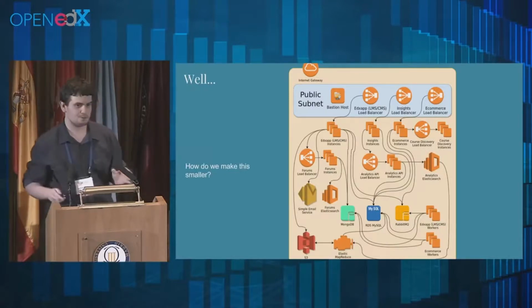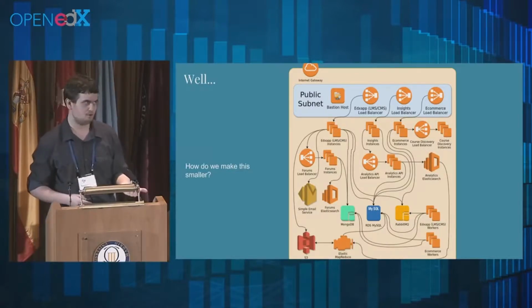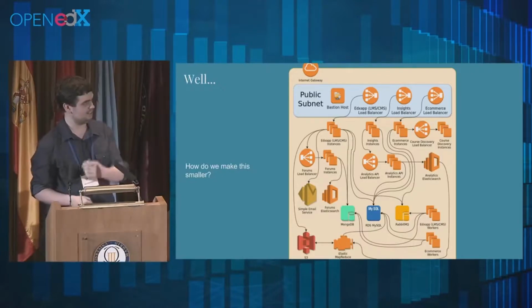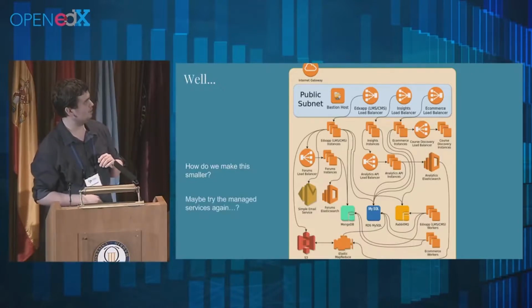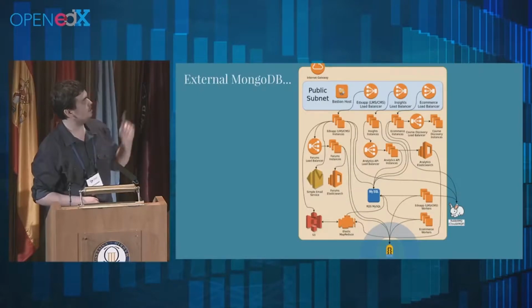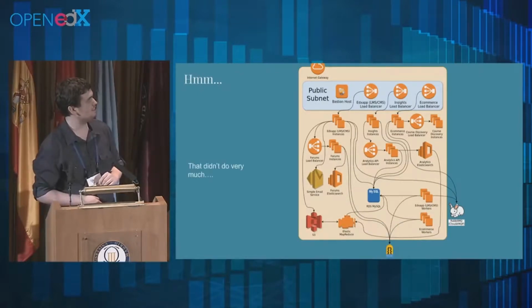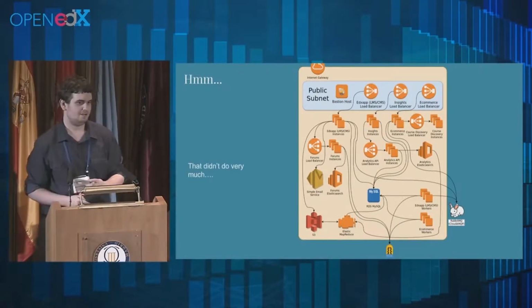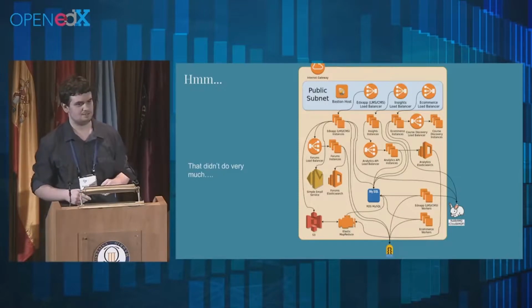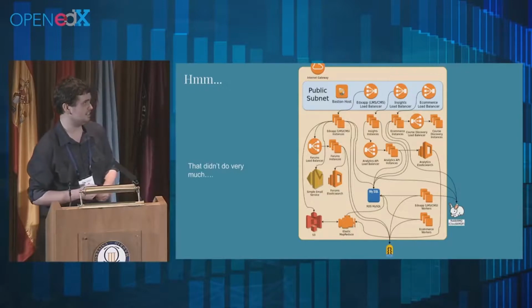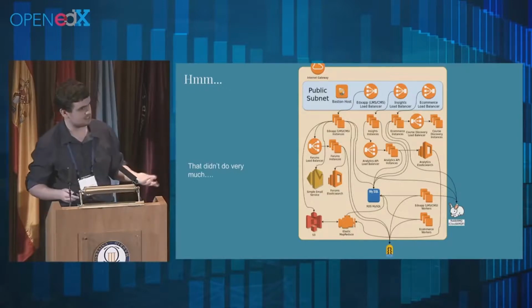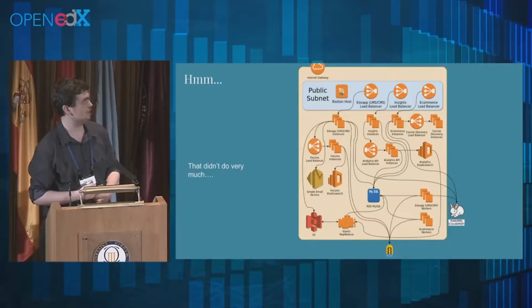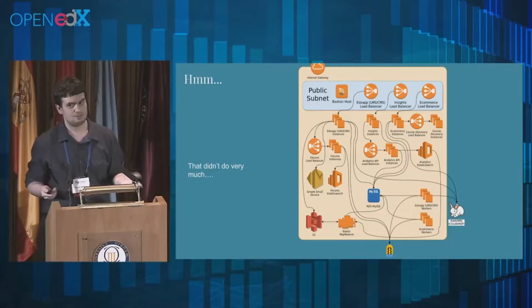Well, firstly, we could try to do the same thing that we did before and take out RabbitMQ and MongoDB, but that doesn't really do very much. The percentage of instances that we've taken out of the stack of stuff that we have to manage is very small in comparison to the full complexity of this.